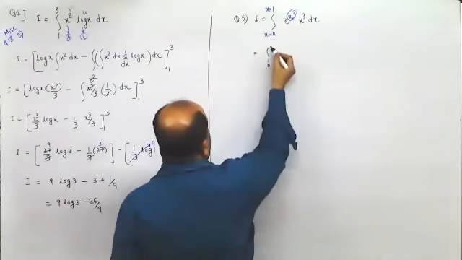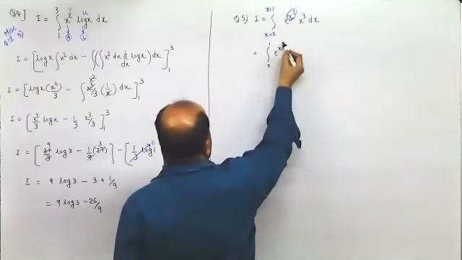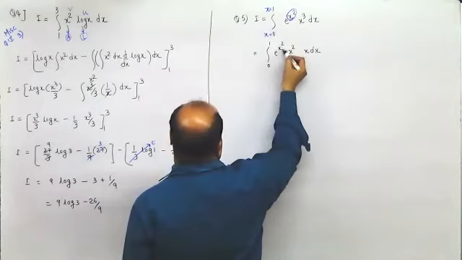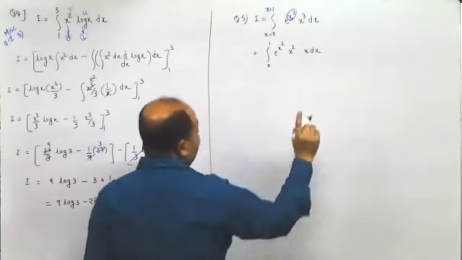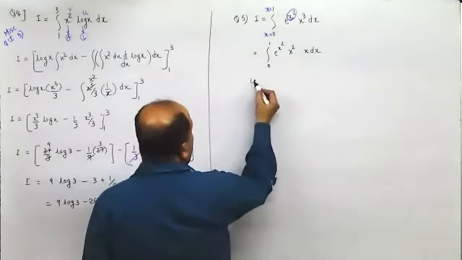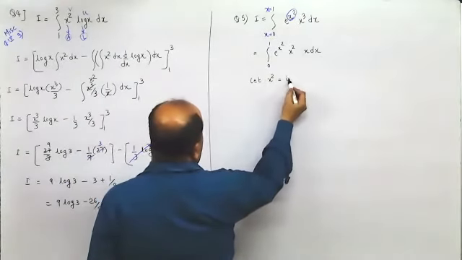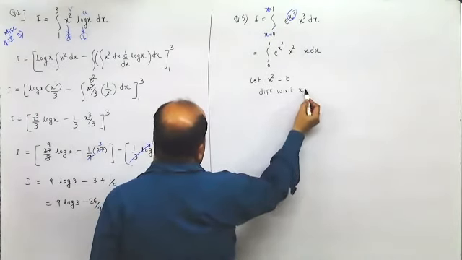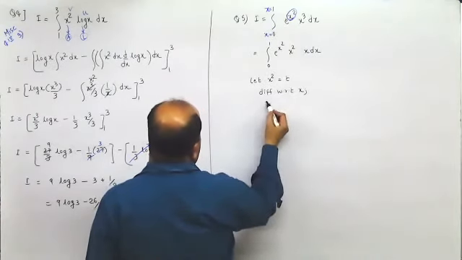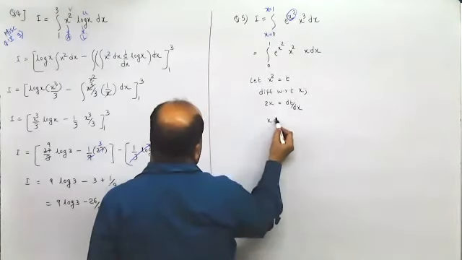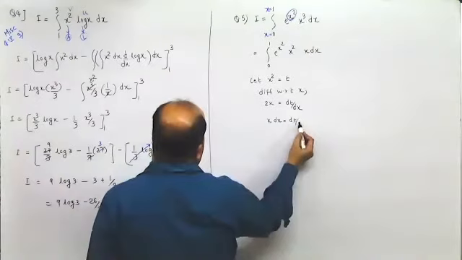This would be 0 to 1. I'll write this as e raised to x square. I'll keep this as x square here, x dx, because I know the derivative of x square is 2x dx. Now, let x square be t. When x square is t, you need to differentiate with respect to x to get what dx would be replaced with. This would be 2x equal to dt by dx. So therefore, x dx would be replaced by dt by 2.